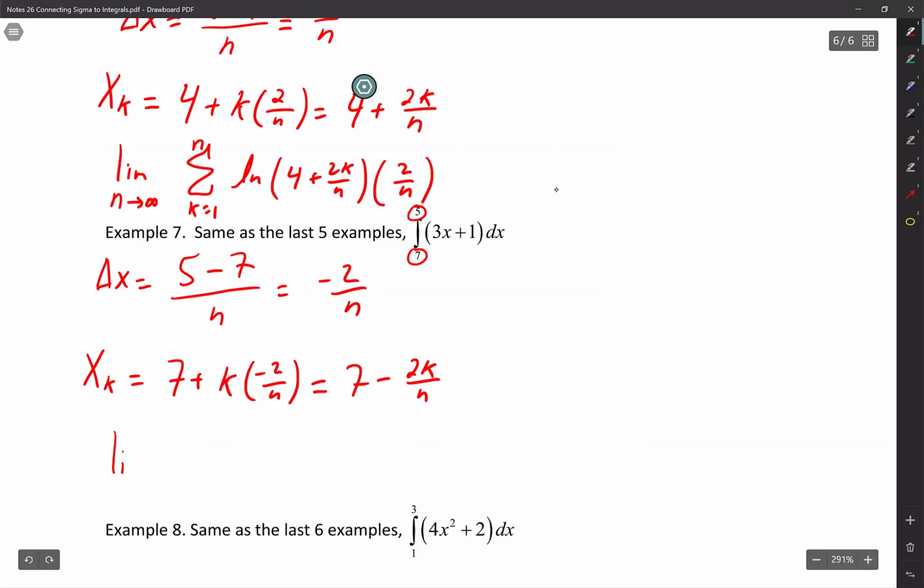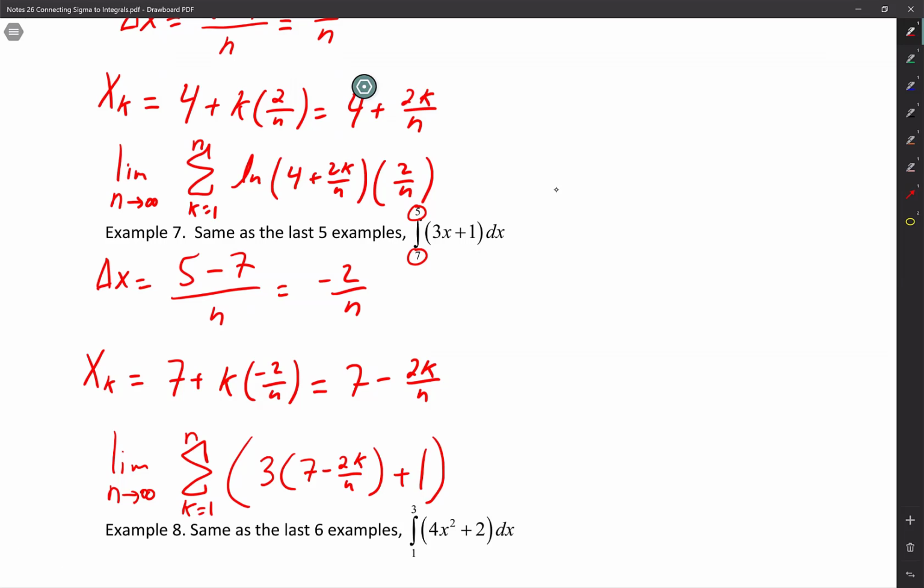Here we go. Limit as n approaches infinity. And since we keep using k's, k equals 1 to n. I'm going to open a giant parenthesis, 3, little parenthesis. I'm going to write 7 minus 2k over n, close it, plus 1, close the giant parenthesis. And then all that times your delta x, negative 2 over n. So hopefully by now they're getting a little fun.